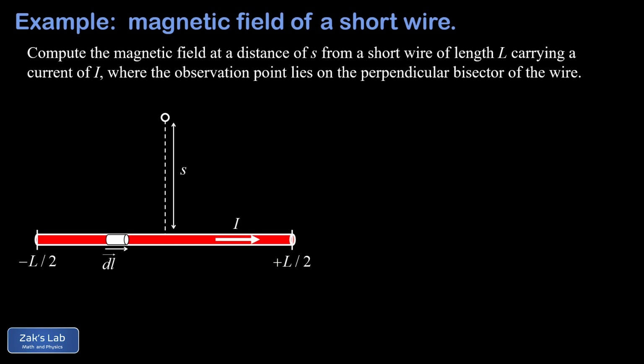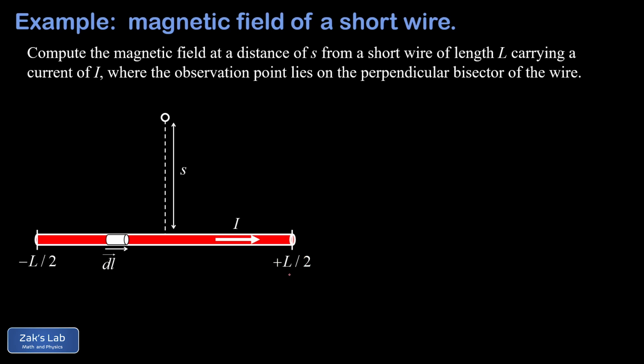So notice in our diagram that I've already labeled a little slice of the wire that I called dl vector. So that's a tiny increment of length together with a direction, and for the direction there we use the same direction as the direction of current. This little dl is what's going to give us an infinitesimal contribution to the magnetic field by way of the Biot-Savart law. Another thing to notice in the diagram is that I've already labeled the left end of this short wire as negative L/2 and the right end as positive L/2.